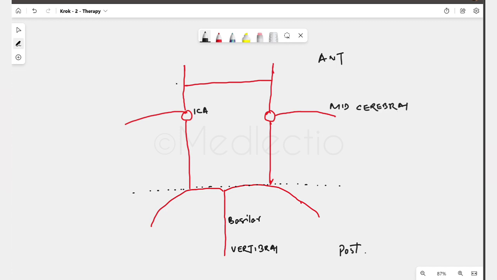Middle cerebral. These are anterior cerebral, and you can see the two anterior cerebral arteries are connected by one artery. So this is our anterior communicating. And if this is our anterior communicating, we should have one posterior. So this is our posterior communicating.